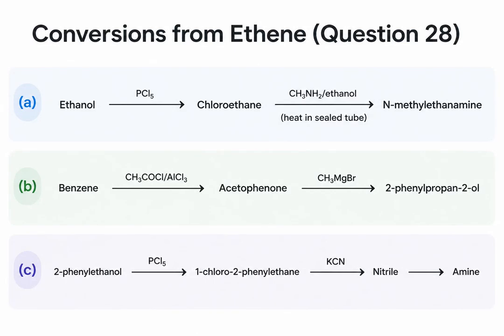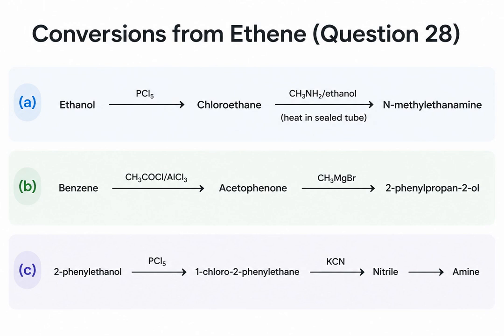Looking at question 28, to make N-methylethanamine from ethanol, we convert ethanol to chloroethane using PCl5, then heat it with methanamine in a sealed tube to alkylate the nitrogen. To make 2-phenylpropan-2-ol from benzene, we acylate benzene to form acetophenone, then react that ketone with a methyl Grignard reagent to form the tertiary alcohol.